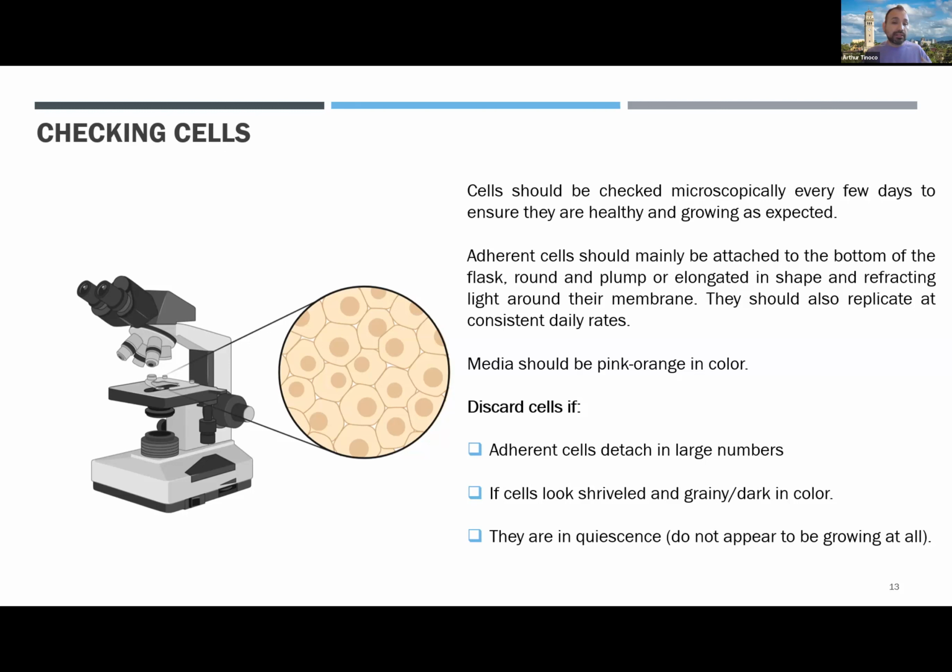So as you can imagine, cancer cells are very aggressive. They're going to replicate extremely fast. Non-cancer cells, not aggressive, so they're going to replicate at a slower rate. Get a feel for this rate.